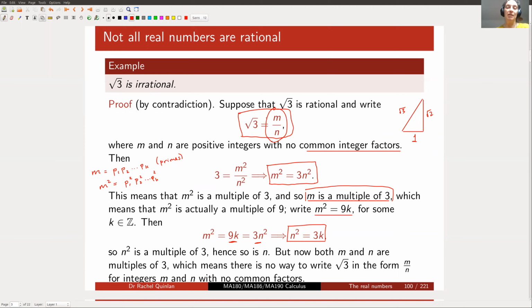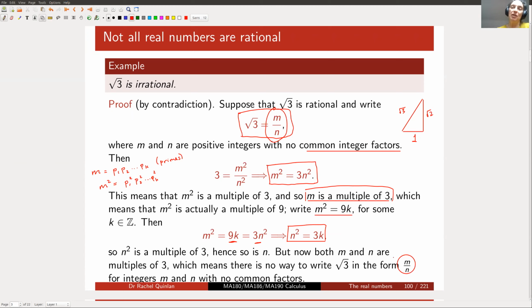Okay, so what we've shown is that there's no fractional representation of the square root of 3 in the form m over n, where m and n have no common factors, and that means, well, there's no fractional representation at all, because if there was one, there'd be one in least terms.